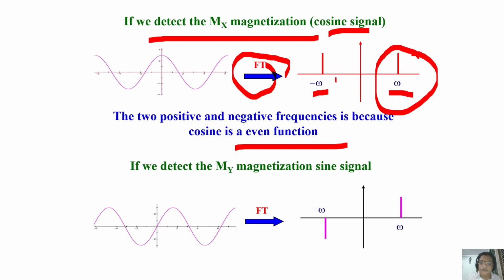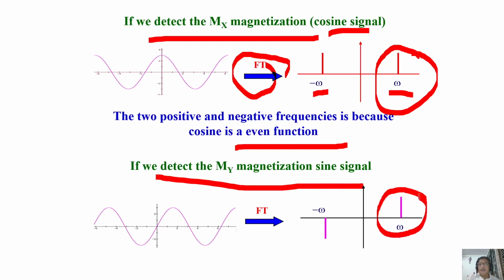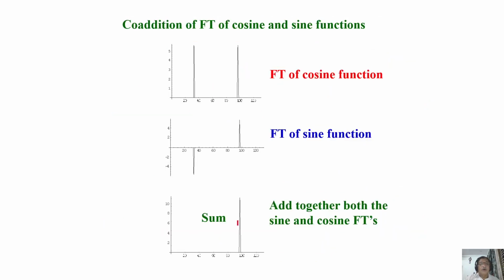That you know from trigonometry. If I detect the MY component, the sine signal, and do the Fourier transformation, one positive component is this one, and the negative is out of phase by 90 degrees. It's the inverted signal I get. Now what I will do is co-add these. I take the Fourier transformation of the cosine function and the sine function. I do the co-addition. I get this one.